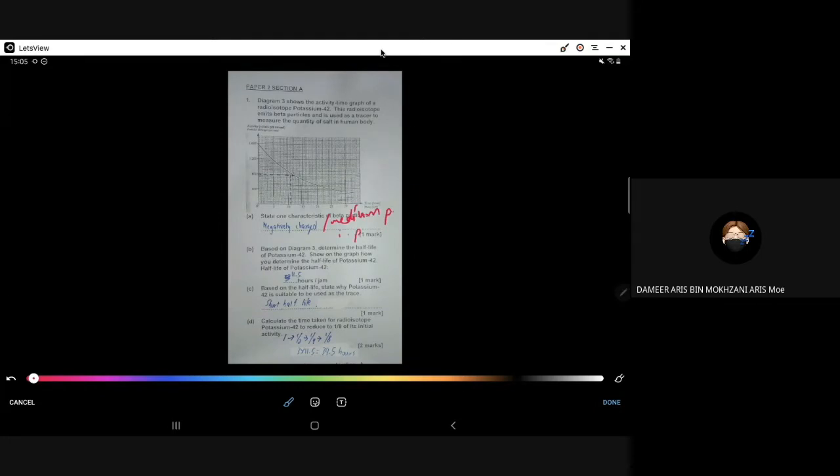Second question B, based on diagram 3, determine the half-life of potassium-42. Show on the graph how you determine the half-life of potassium-42. So draw a dotted line there. So we get 11.5.